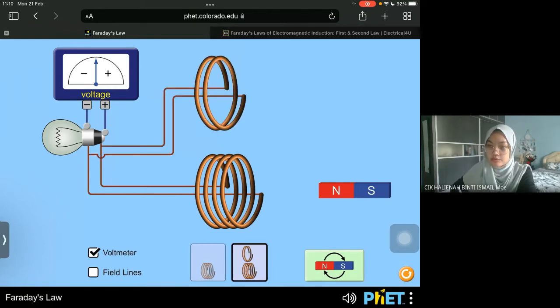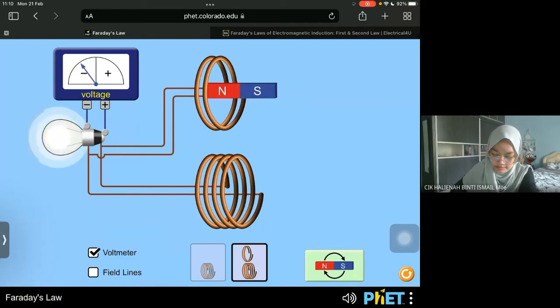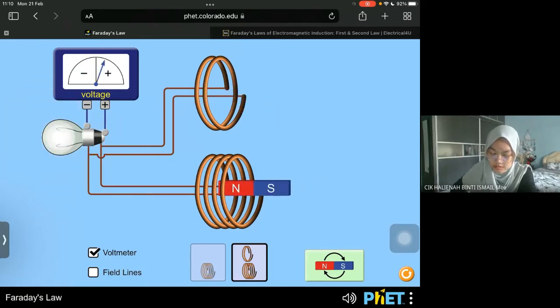let's see if we have a different coil with less number of turn. So apabila kita letak dekat sini, gerakan dia, as you can see, bulb tu dia menyala tapi berbeza dengan yang number of turn dia lebih banyak, bulb tu menyala dengan lebih terang. So more number of turn will produce more electricity here. Okay, they can produce more current.